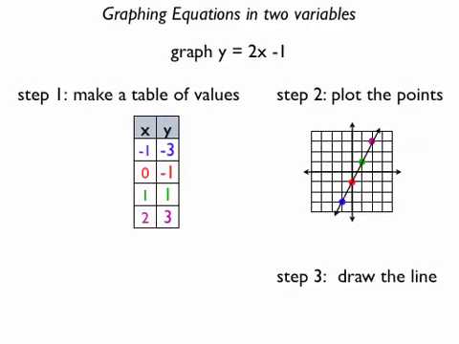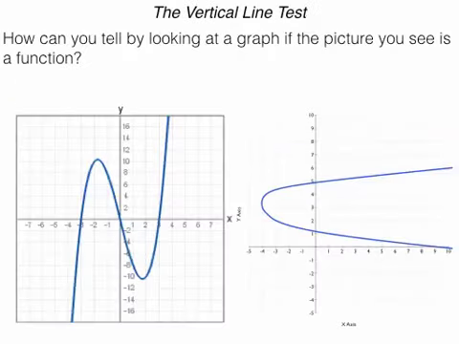And think to yourself, why am I drawing a line through this one, but we didn't draw a line through the last one? And we'll talk about that. Alright, but going back to the vertical line test, and like I said, that last slide was a little out of place. How can you tell by looking at a graph if the picture you see is a function?